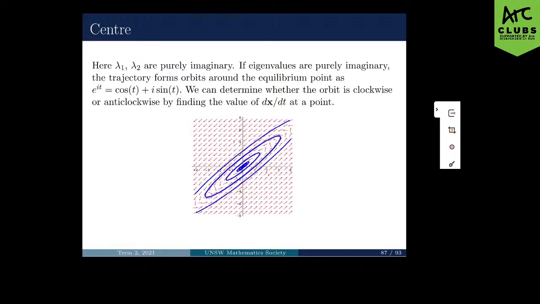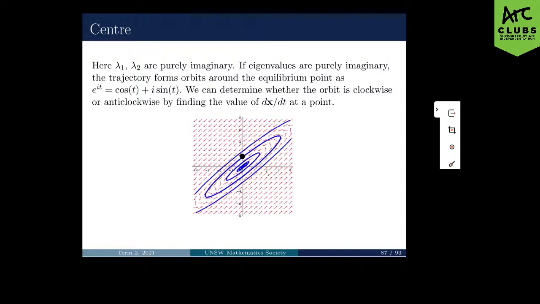Anyway, in the case where the eigenvalues are non-real, we have a specific case where the real components are 0, and so the eigenvalues are purely imaginary. If the eigenvalues are purely imaginary, then the trajectory forms orbits around the equilibrium point. And we can determine whether this orbit is clockwise or anti-clockwise by finding the value of dx/dt at a point. So in this case, let's say we substitute in this point, which might be (0, 1).